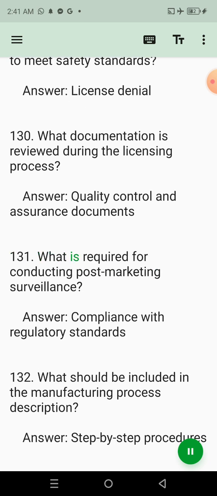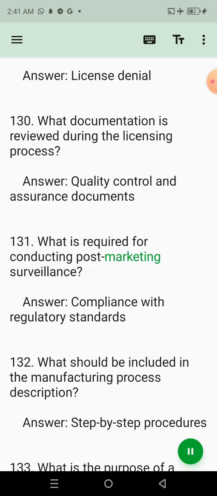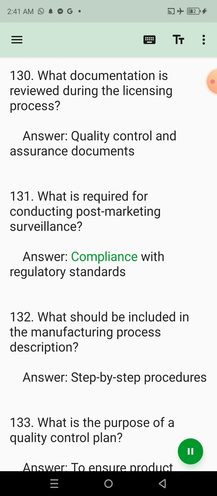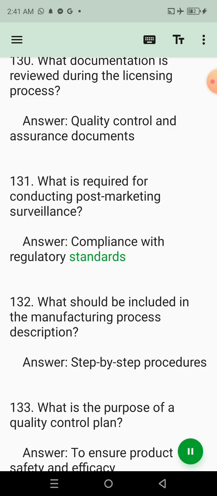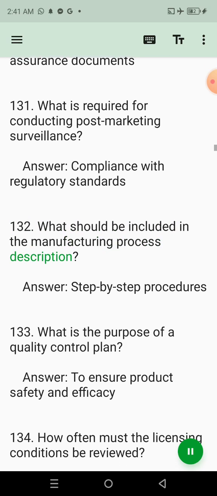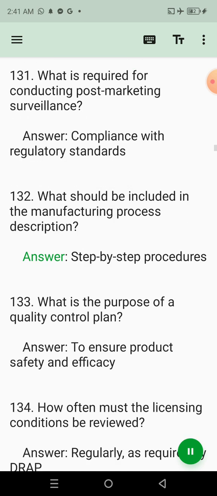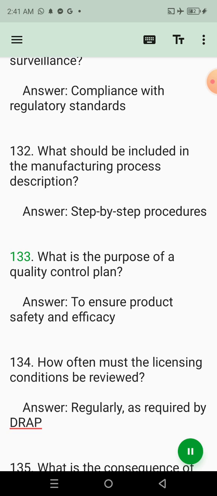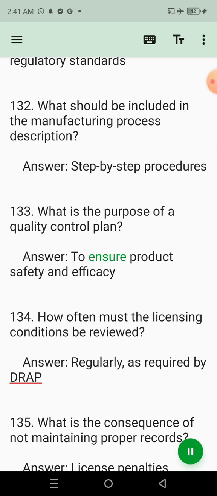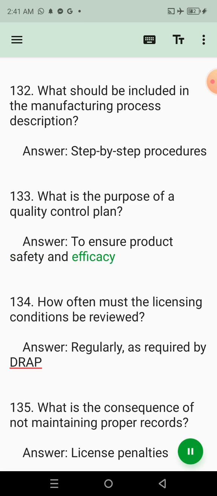131. What is required for conducting post-marketing surveillance? Answer: compliance with regulatory standards. 132. What should be included in the manufacturing process description? Answer: step-by-step procedures. 133. What is the purpose of a quality control plan? Answer: to ensure product safety and efficacy.